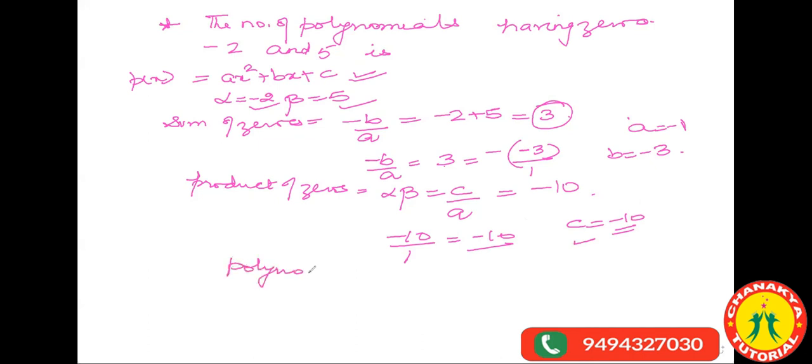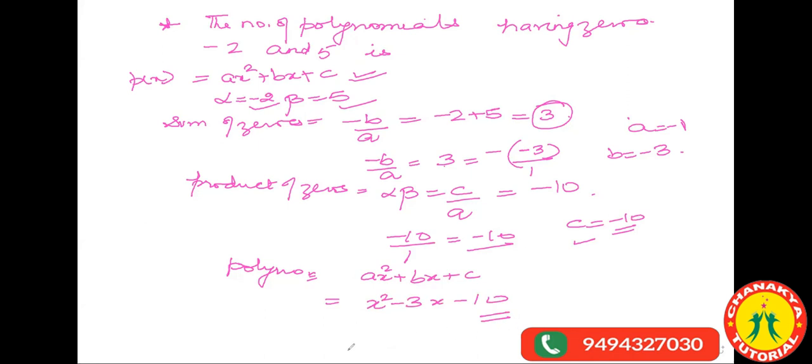your quadratic polynomial can form ax square plus bx plus c. Just put the values here. Put minus 3, minus 10. Minus 3x minus 10. So it will be x square minus 3x minus 10. Right, children?